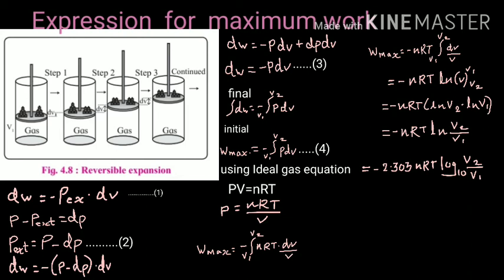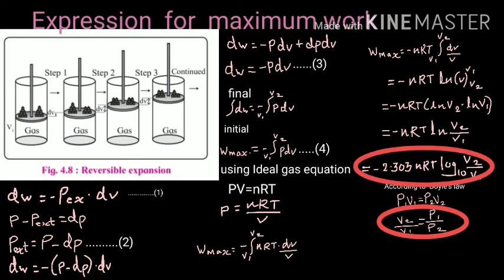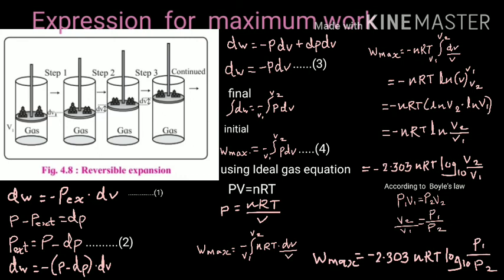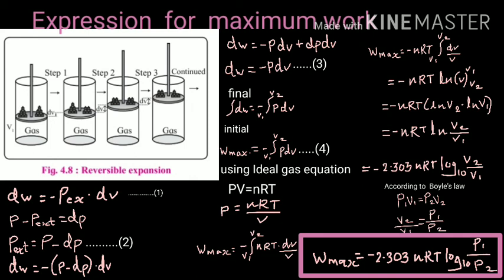According to Boyle's law, at constant temperature, we know that P1 V1 is equal to P2 V2. We can also write it as V2 by V1 is equal to P1 by P2. Substituting the value of V2 by V1 in the above equation, we get W max is equal to minus 2.303 nRT log to the base 10, in place of V2 by V1, we will be substituting P1 by P2. So this equation, W max is equal to minus 2.303 nRT log to the base 10 P1 by P2, is the equation for maximum work.